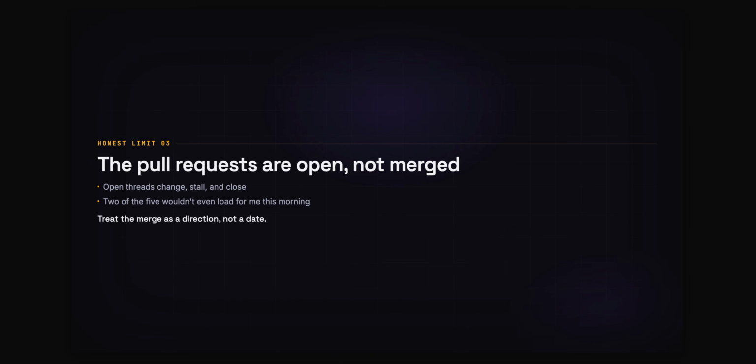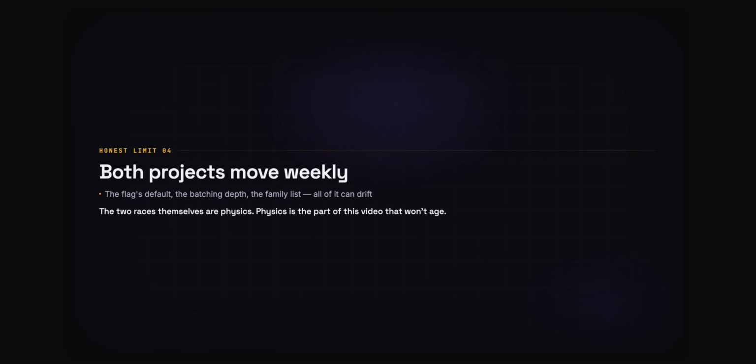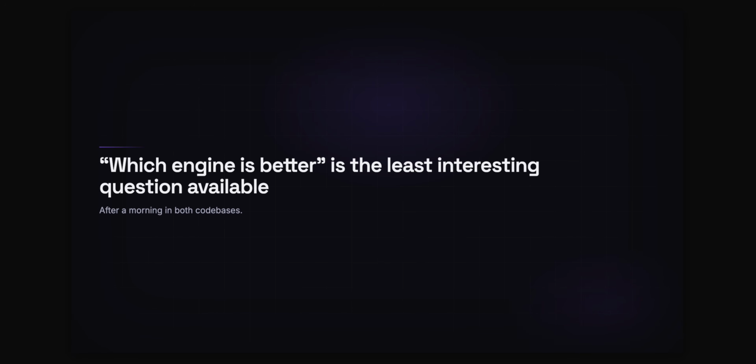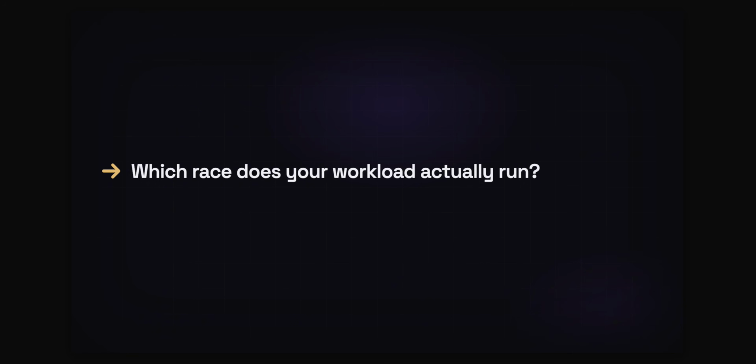Step back. The argument everyone's having is, which engine is better? And after a morning in both codebases, I think that's the least interesting question available. The interesting ones: which race does your workload actually run? Long prompts or long nights? What does your drive sustain? Because in race 1, that's the speed limit and the engine is just how close you get to it. And what do your tool's defaults silently assume about your hardware? Because the sharpest thing I learned today is that a 2-year-old engine contained the year's most hyped capability all along, behind a flag its own benchmark tool can't reach. Defaults are policy. Read the argument parser.